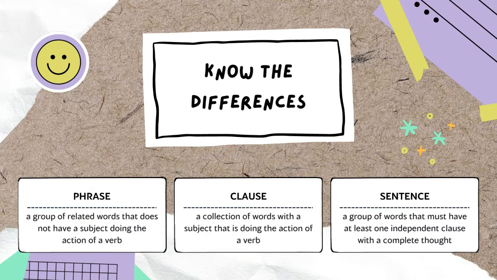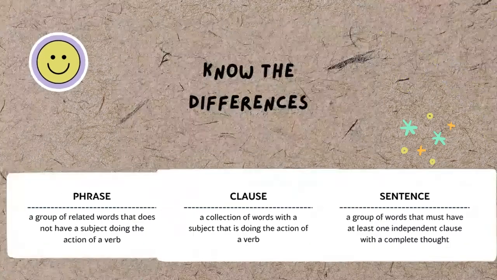The last one is a sentence itself. A good and complete sentence must have at least one independent clause with a complete thought. Do not forget that you will have to start it with a capital letter and end it with a punctuation.